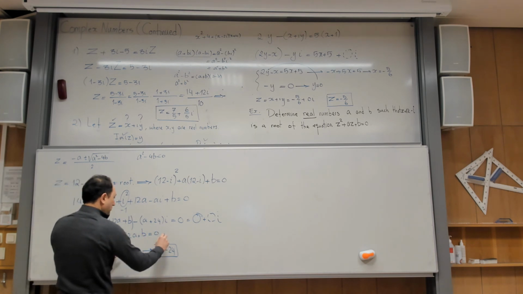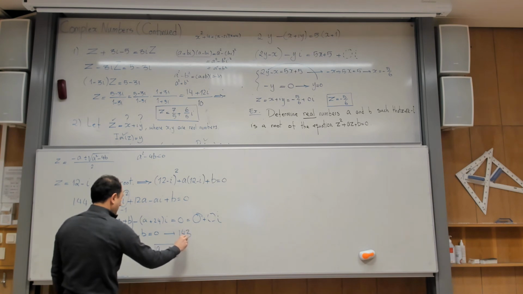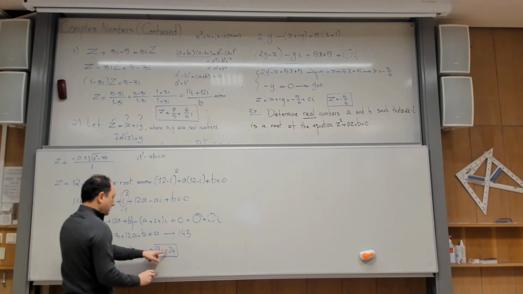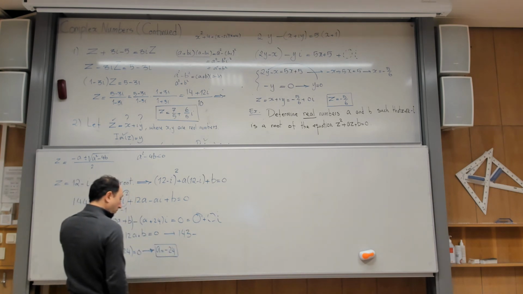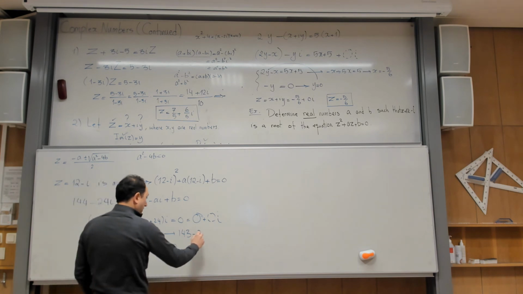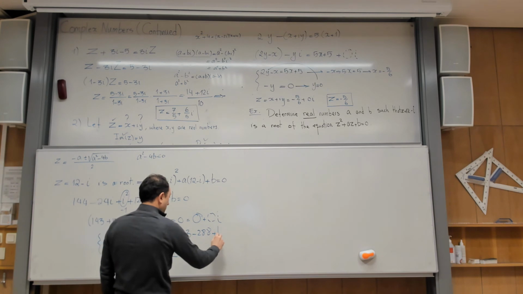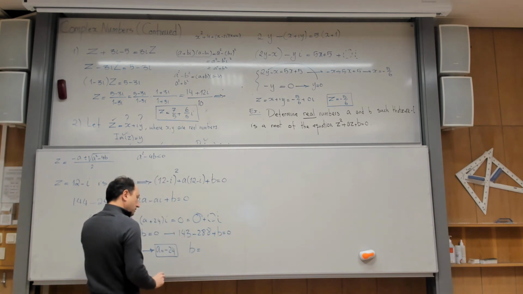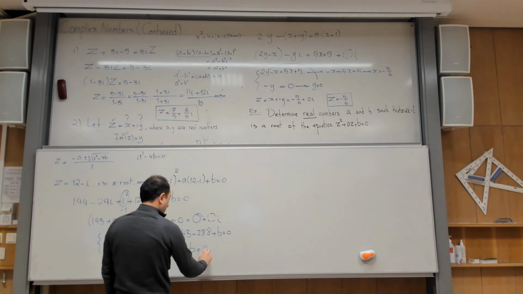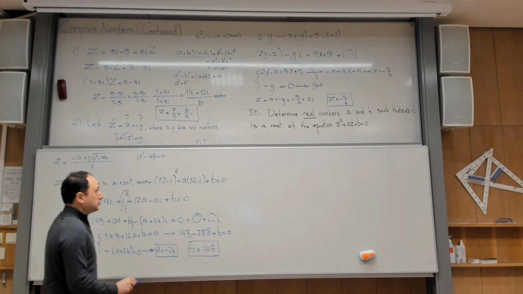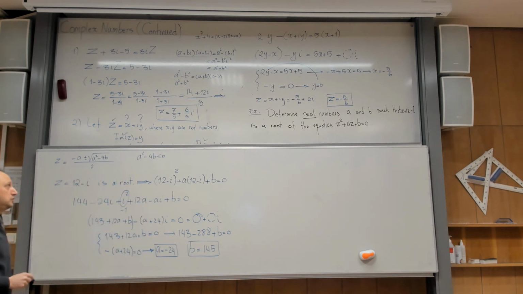I put it here. So what happens? It becomes 143 minus 12 times that, 288, and then I have b equals to 0. So b is what? 145. And this is the answer, because in the problem they have asked you to determine real numbers a and b, so a is minus 24 and b is 145.